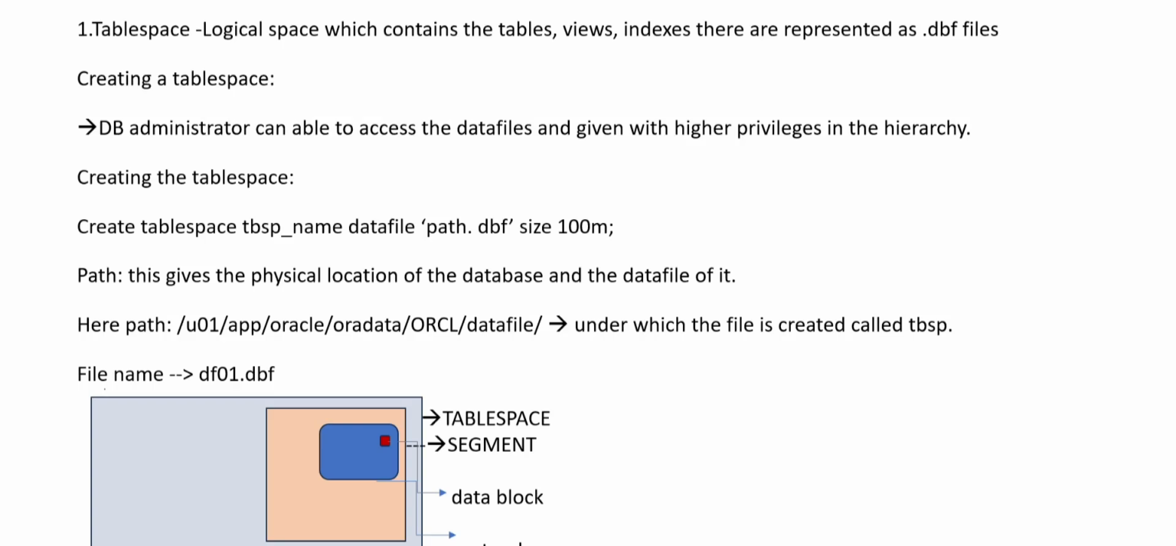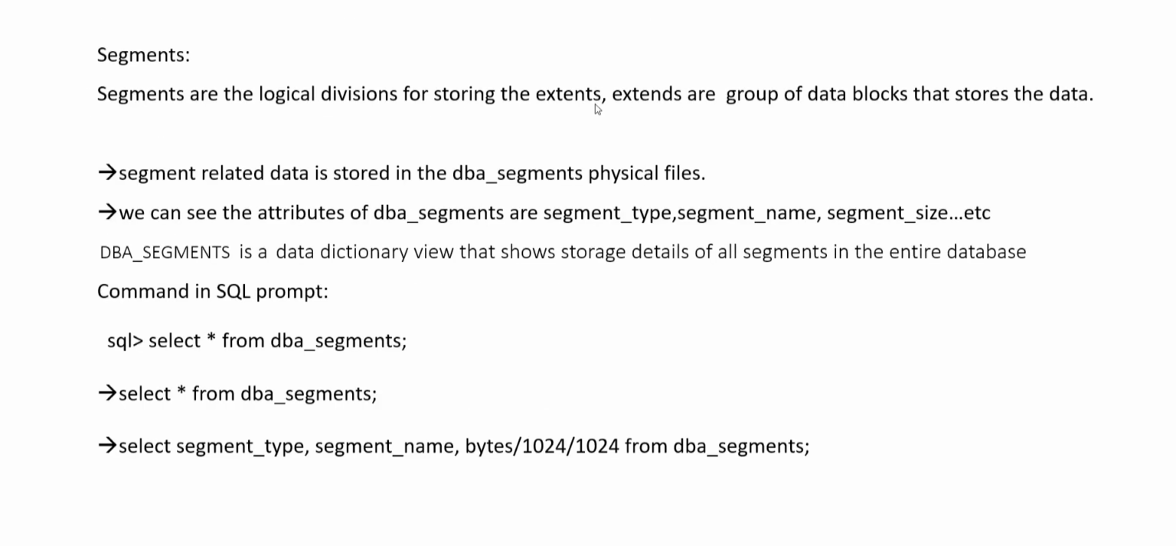At the time of installing the database, 5 default table spaces are initiated. Those are system table space, sysaux table space, temp table space, user table space, and undo table space. Each table space will store specific data in it.